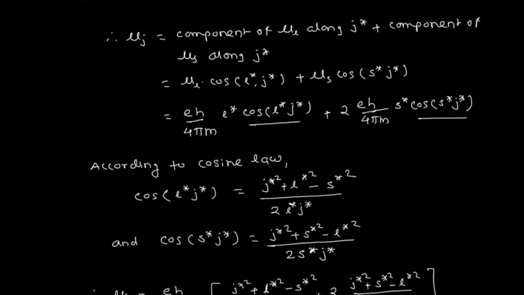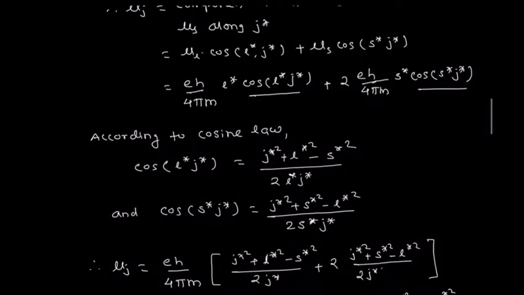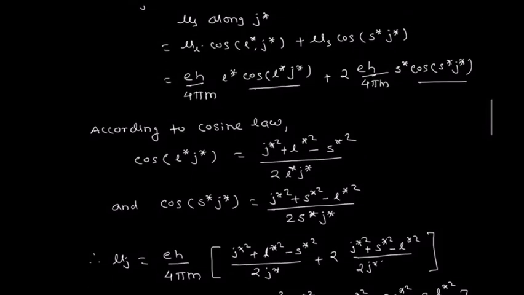We take common for both the terms and simplify L* cos(L*J*) and S* cos(S*J*). The bracketed term becomes (J*² + L*² − S*²) divided by twice J*. L* in the numerator and denominator get cancelled here, plus (J*² + S*² − L*²) divided by twice J*S*. S* in the numerator and denominator cancel and we get that term.